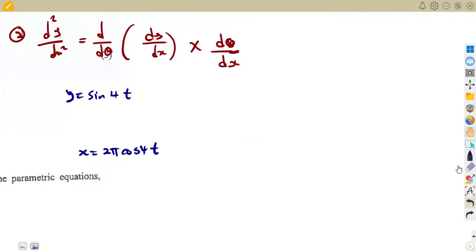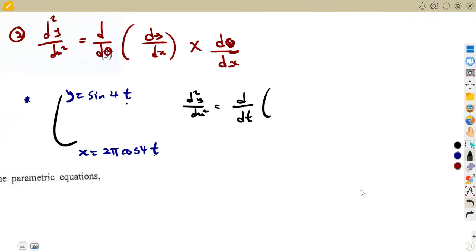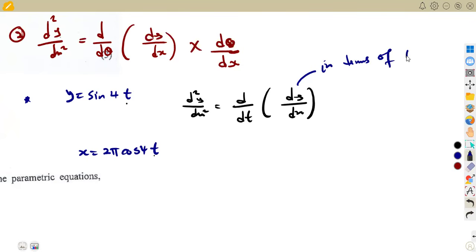From the formula we said, in order for us to have the second derivative of y with respect to x, we are going to use this formula. That is the derivative with respect to the variable that you're given. In this case, it is t, not theta. So that's d/dt of the derivative of y with respect to x, which we got before. And this is going to be in terms of t, because it must be differentiated in terms of t.